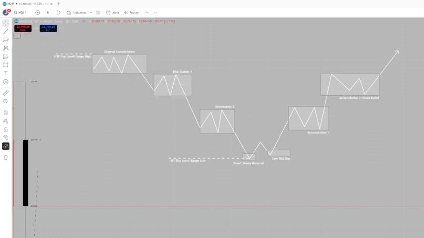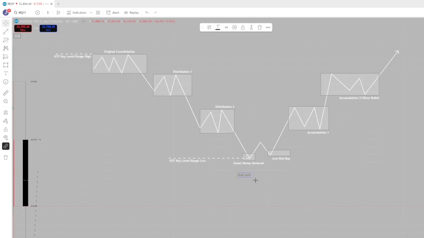Alright, so today we're gonna go over market maker models. This is an example of a buy model. Over here on the left we have the sell side, and then you get the smart money reversal, and then this side's the buy side. In all market maker models, you start with an original consolidation, which usually has a high time frame key level or range high resting above it. Then you have the first distribution phase, the second distribution phase, and then a smart money reversal.